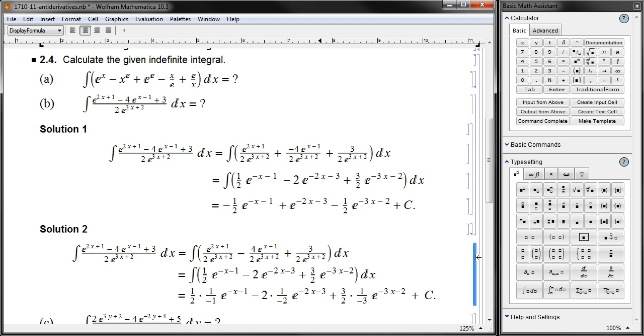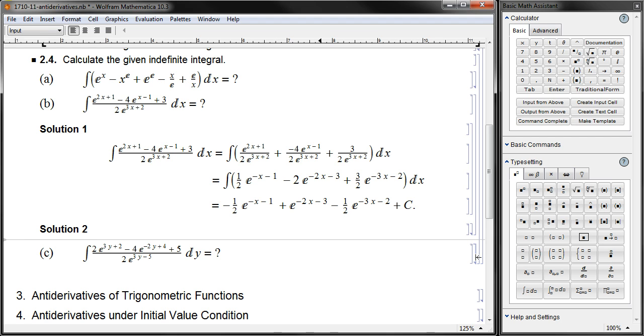So let's recap what we do. Separate the numerator, then simplify each term, and then take the antiderivative of each term. That's solution 1. How about the second method?